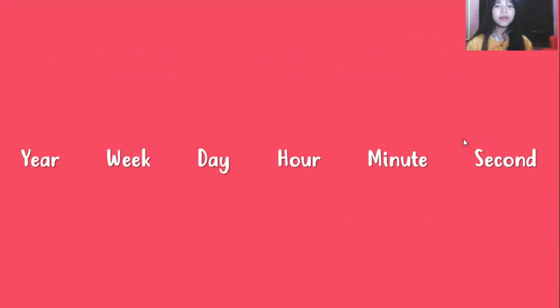So these are the example of the units of time. We have year, week, day, hour, minute, and second. We can also convert it like this. A year is equal to 52 weeks. A week is equal to 7 days. A day is equal to 24 hours. An hour is equal to 60 minutes. A minute is equal to 60 seconds. And we can do vice versa.